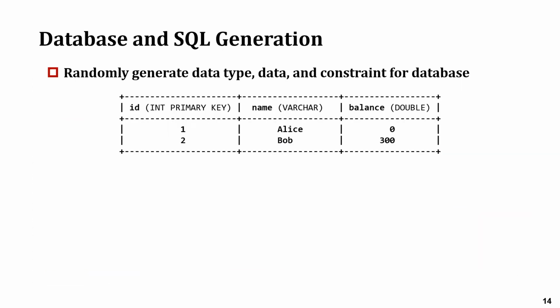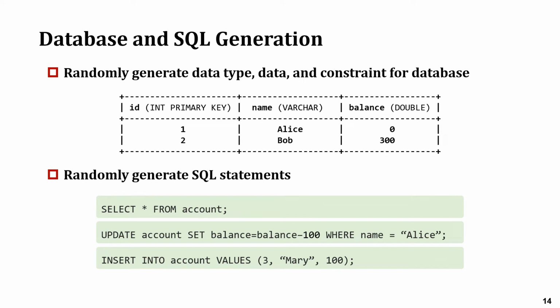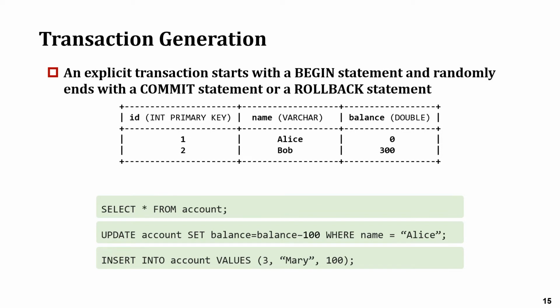First, DT-square randomly generates data types, data, and constraints for the initial database, and randomly generates SQL statements based on the SQL syntax supported by the tested DBMS. Since SQL statements usually require some parameters, DT-square randomly selects some generated tables and columns to populate the statement parameters. DT-square explicitly starts a transaction using a begin statement and randomly ends it with a commit statement to apply all changes, or a rollback statement to roll back all changes in the transaction. SQL statement types in transactions include select, update, insert, and so on.